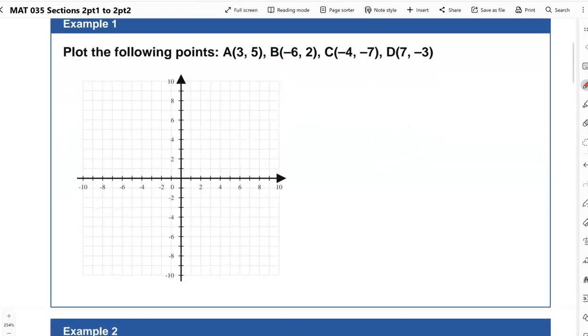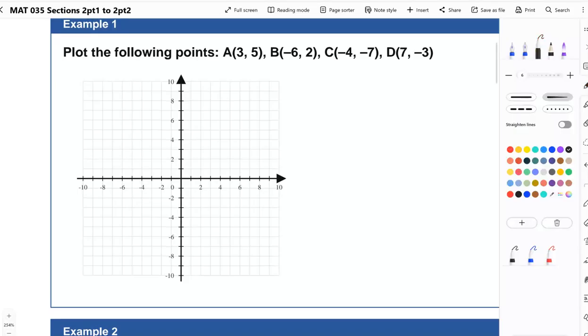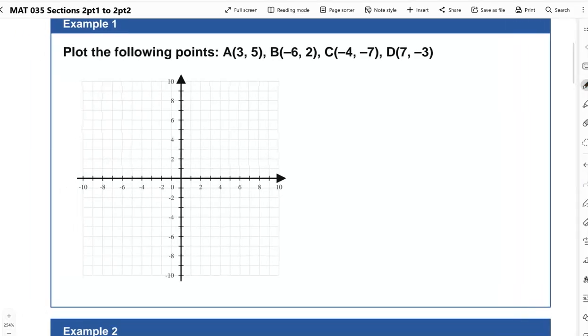So let's practice graphing some points. And this is where you may want to pause the video, try it, come back and check your answers. So if I look at this first one, A is 3, 5. So from the origin, I'm going to move right 3 and I'm going to move up 5. I'm going to place my point, and I'm going to label it with an A. So A lives in quadrant 1.